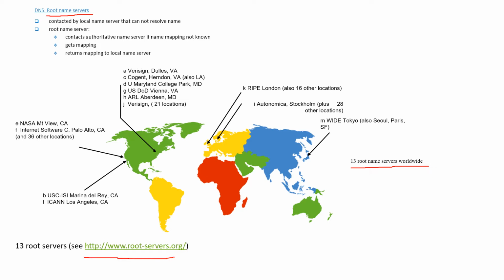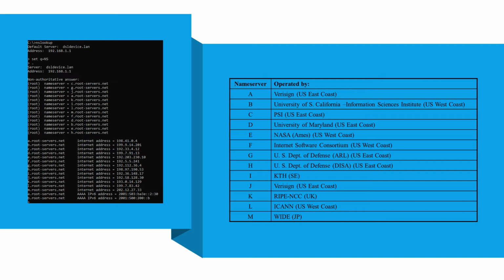You can go to rootservers.org and you can see where they are hosted, what are the names and all those things. A very small exercise you can do in your browser. Open the command prompt and type nslookup. When you see this prompt, set query type to name server and put the dot.